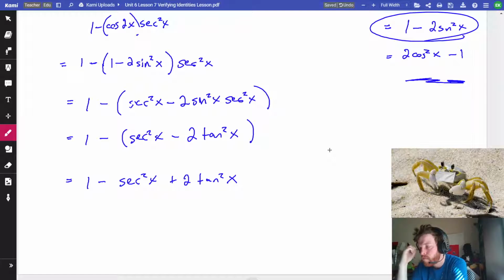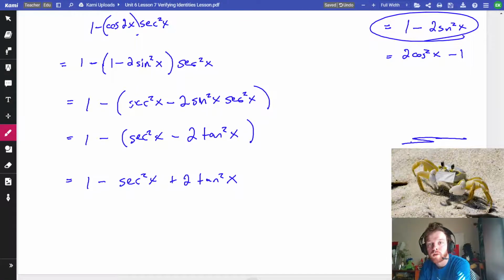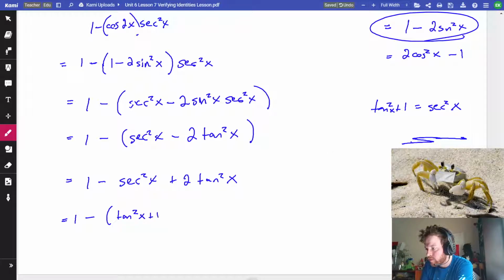I think secant squared and tangent squared can be related using a Pythagorean identity. Let me write that down on the side here. I don't want to go below that line. Tangent squared x plus 1 is equal to secant squared x. That's my Pythagorean identity. I'm going to replace secant squared with tangent squared. 1 minus tangent squared x plus 1 plus 2 tan squared x. I think we got it.